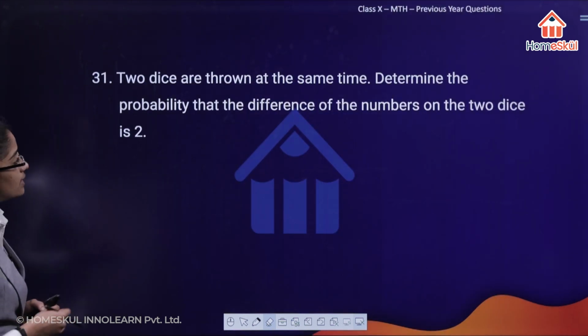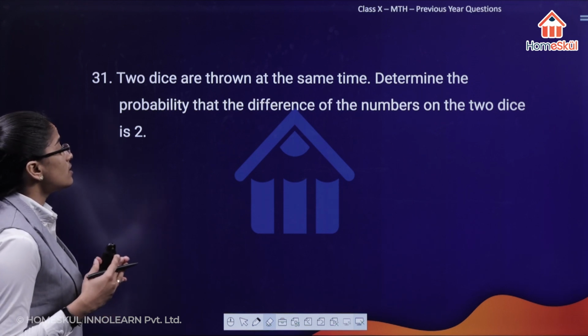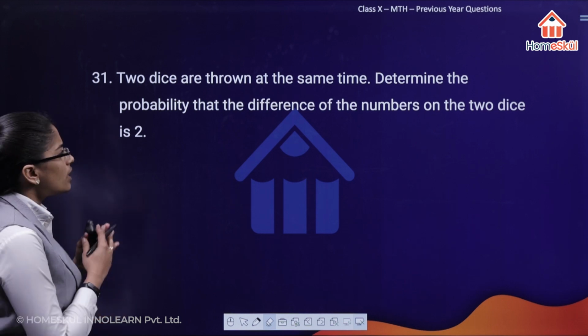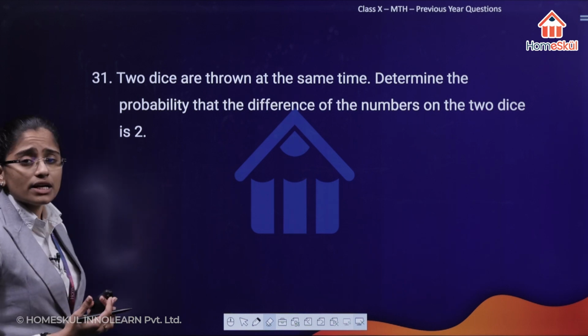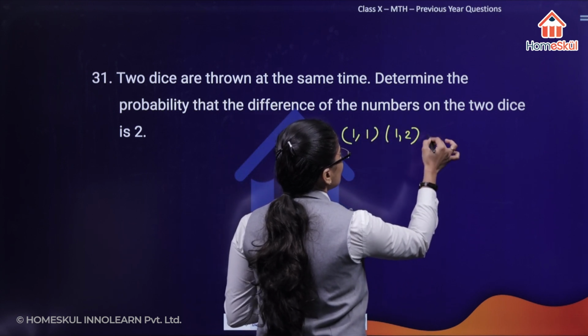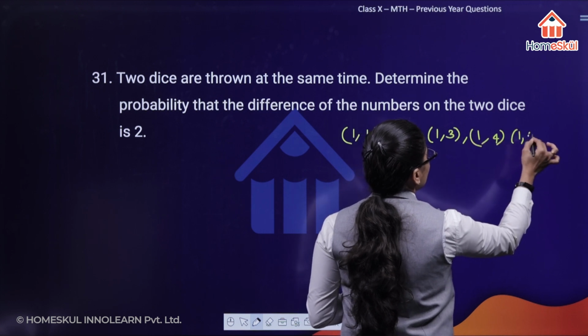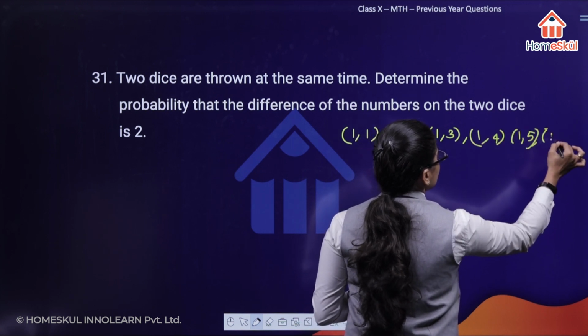Two dice are thrown at the same time. Determine the probability that the difference of the numbers on the two dice is 2. Okay, so what are the outcomes when two dice are thrown? 1, 1 is a possibility. Then 1, 2, 1, 3, 1, 4, 1, 5, 1, 6, right?